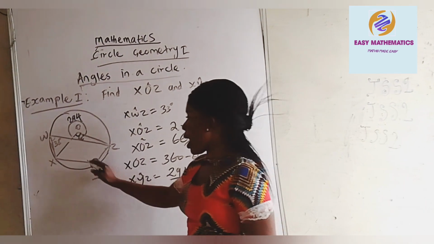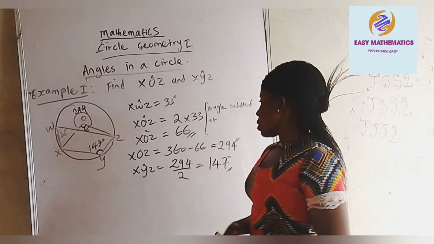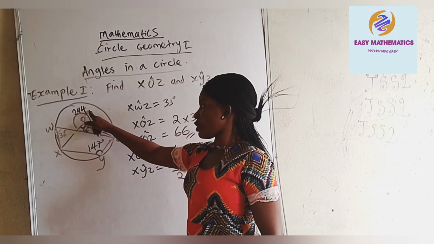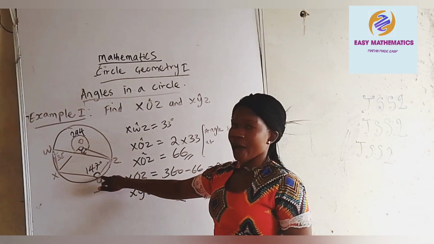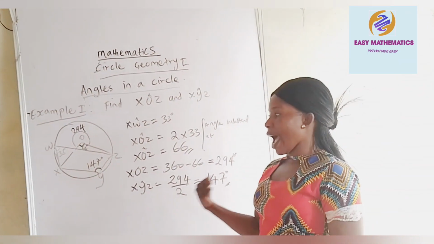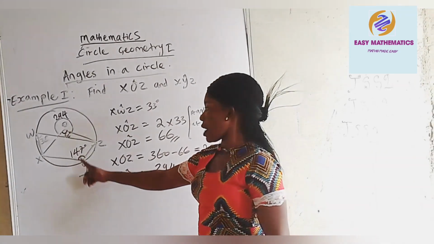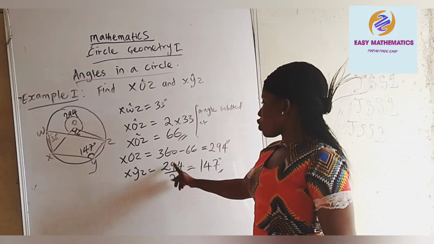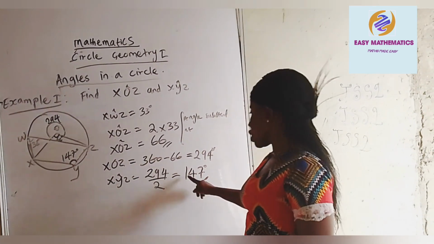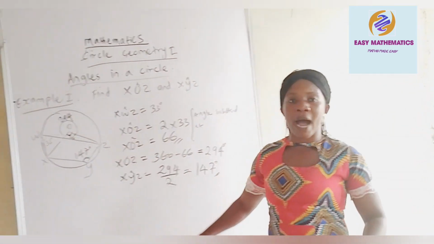So the angle here is 147. We've gotten that our XOZ, that is this angle here, is 294. Then, for us to get the angle here, we simply say 294 divided by 2. That is, the angle sustained at the center of the circle is twice that sustained at any point on the circumference. So we divide it by 2 to get the angle sustained here, which is 147.